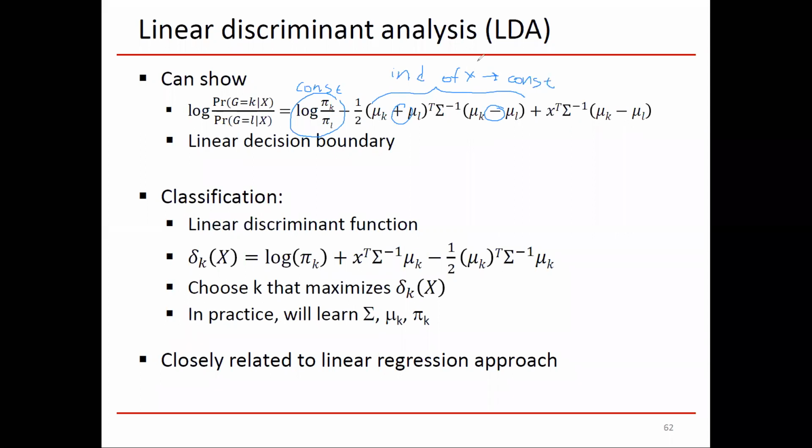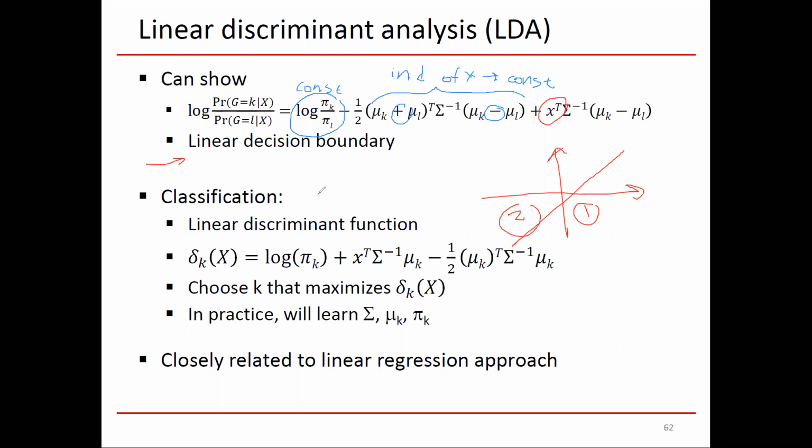And now I'm going to shift colors. Here we have x transpose multiplied by sigma inverse multiplied by mu k minus mu L. Now, you'll note that x transpose is basically multiplied by a matrix. And because it's multiplied by a matrix, this log likelihood is going to have a linear form, all right? And because it has a linear form, we get a linear decision boundary. For example, this could be the decision boundary. On this side, we decide 1. On this side, we decide 2.